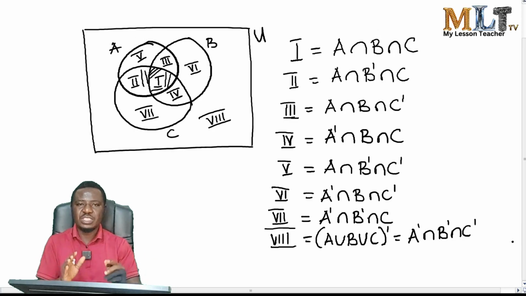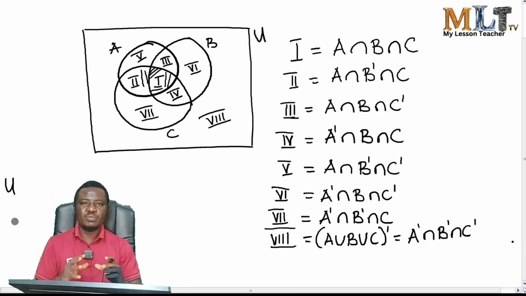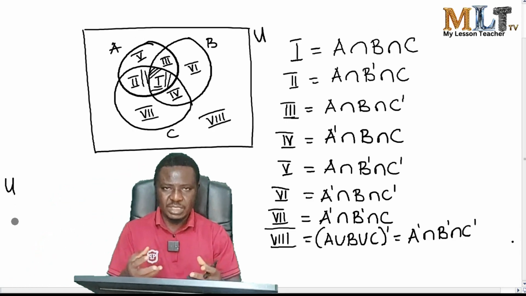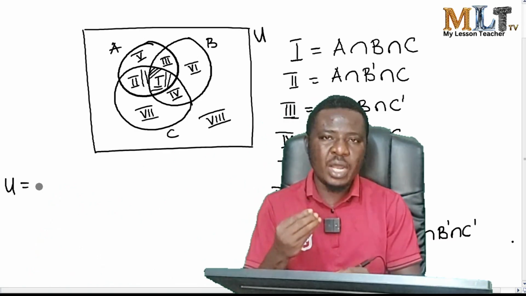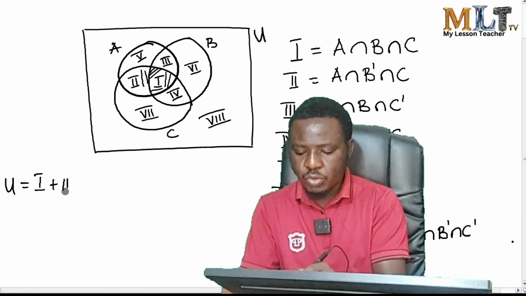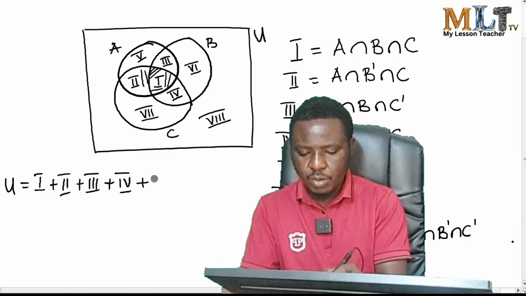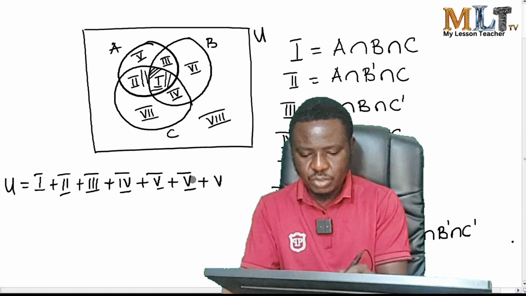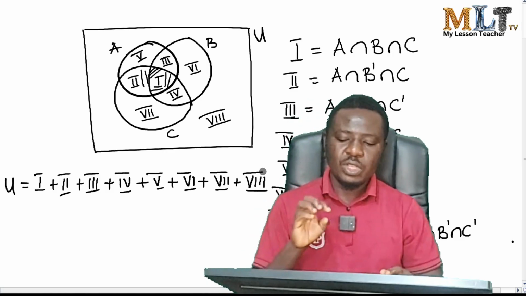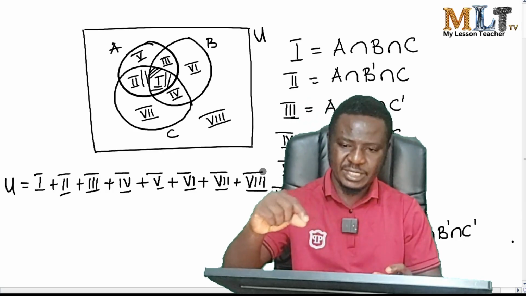Also, in order for us to use this in solving problems, we should note that the universal set, which is the set that contains all the subsets, can be expressed as the sum of region 1 to region 8. Meaning the universal set is equal to region 1 plus region 2 plus region 3 plus region 4 plus region 5 plus region 6 plus region 7 plus region 8. So with this equation, you can find every region in a set.